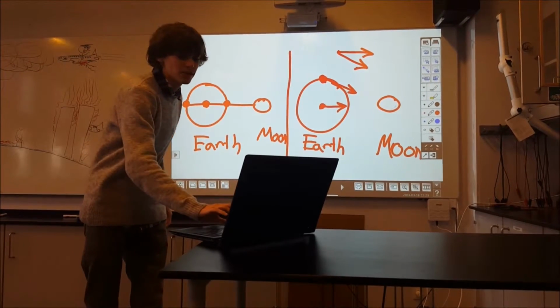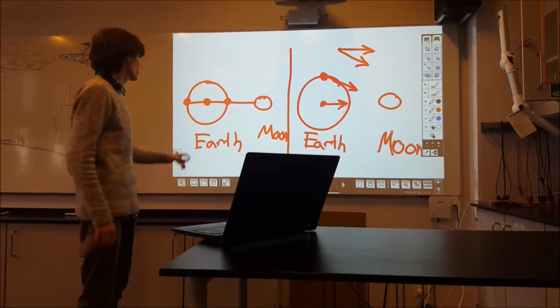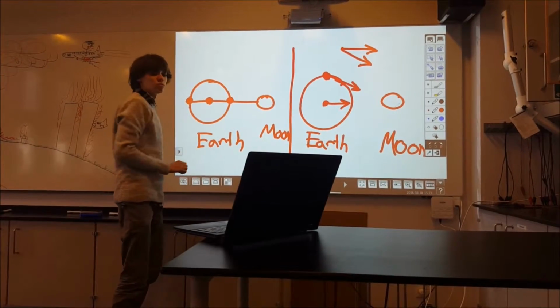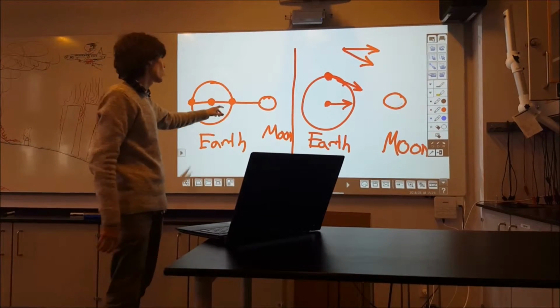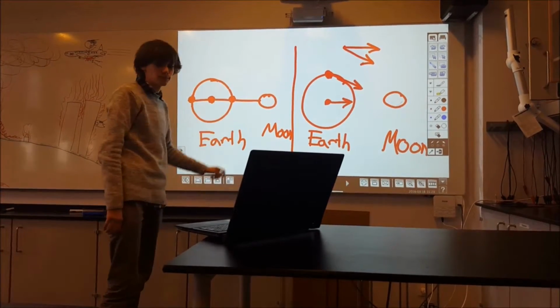Instead of thinking of it as the oceans being stretched on opposite ends of the Earth to bulge, you have to think of it as the water being squeezed towards these points on the Earth-Moon line.